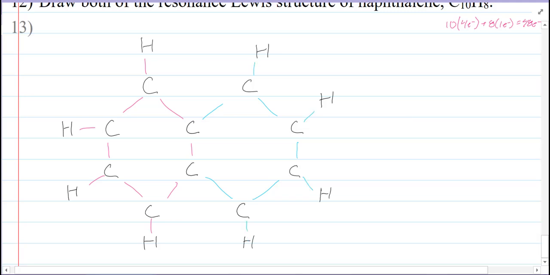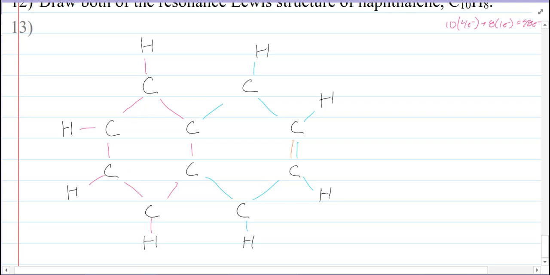So electron count 2, 4, 6, 8, 10, 12, 14, 16, 18, 20, 22, 24, 26, 28, 30, 32, 34, 36, 38, 40, 42, 44, 46, 48. And how you put those orange lines on is how the double bonds move. You just rotate them, start in a different spot, and draw another one. So that's one Lewis structure.